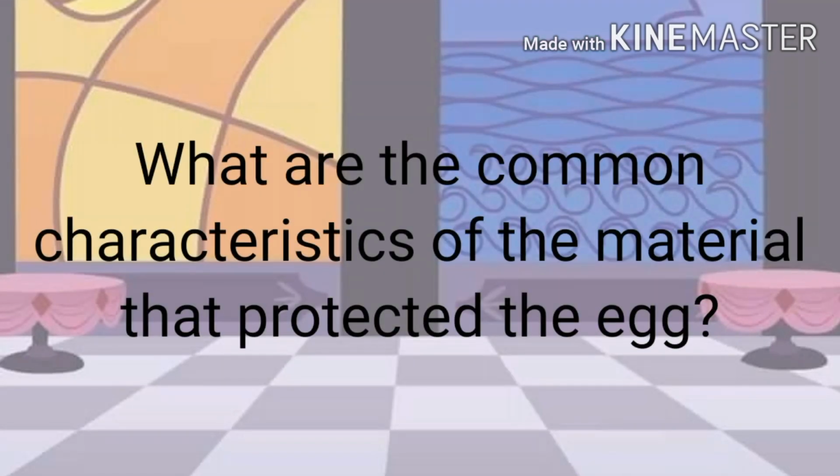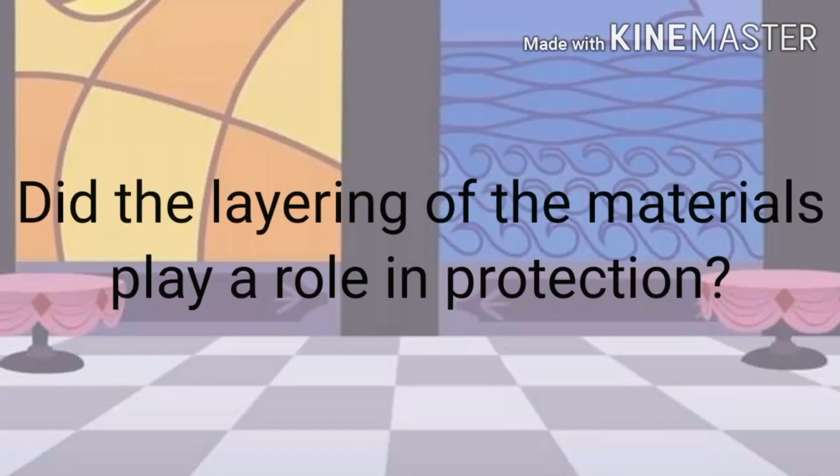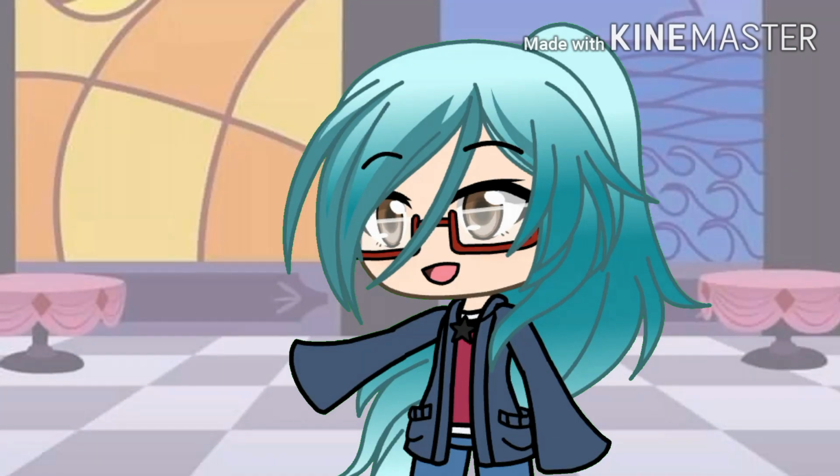Next question, what are the common characteristics of the materials that protect the egg? Well, the common characteristics are usually that the materials used are light and absorb impact. Next question, did the layering of the materials play a role in protection? For that question, yes, it did. I assure you that the first layer will be the one to absorb the impact first.